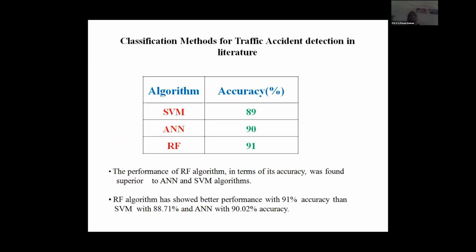So the classification in this research work: there are various classification methods that work on accident detection in the literature. One such is SVM, which gets accuracy of 89%, artificial neural networks 90%. In this paper we presented a random forest approach, which achieved 91%, showing better performance when compared to that of SVM and ANN.